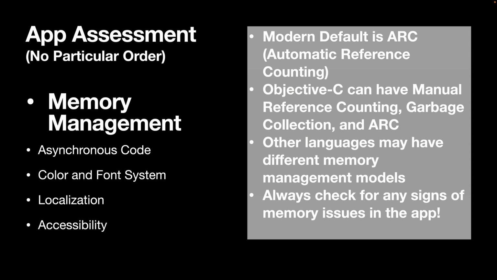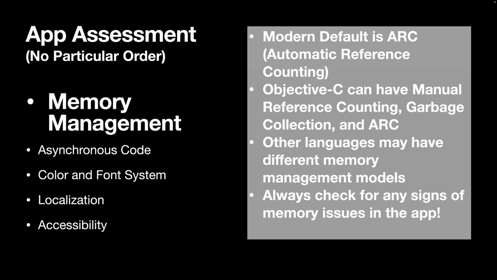ARC, again, is automatic reference counting. So it's a way of keeping track of whether or not anything's holding on to a particular piece of memory. So if you have an object, every time somebody decides to hold on to it, its retain count goes up by 1. Every time something lets go of it, the retain count goes down by 1. If it ever gets to 0, then that piece of memory is released.